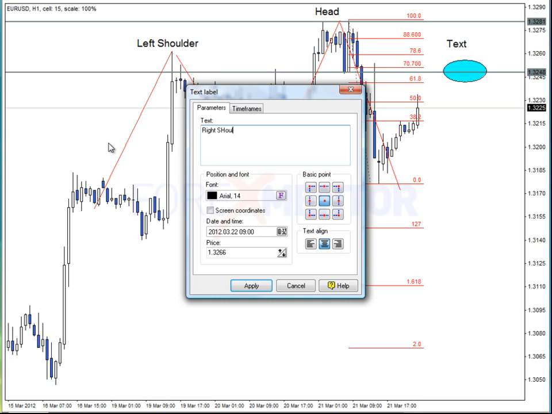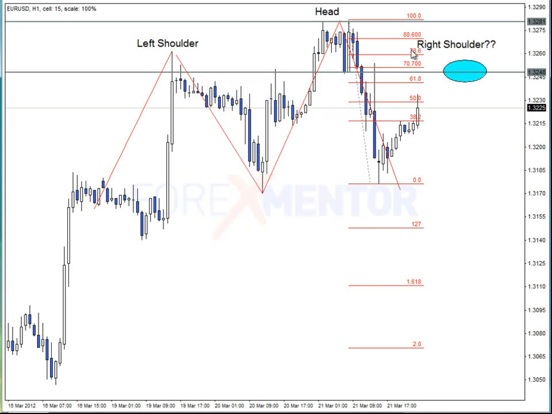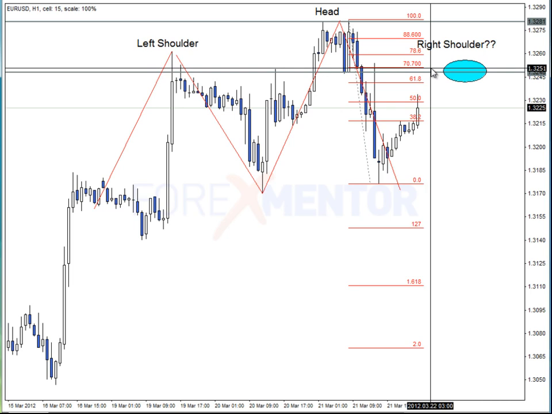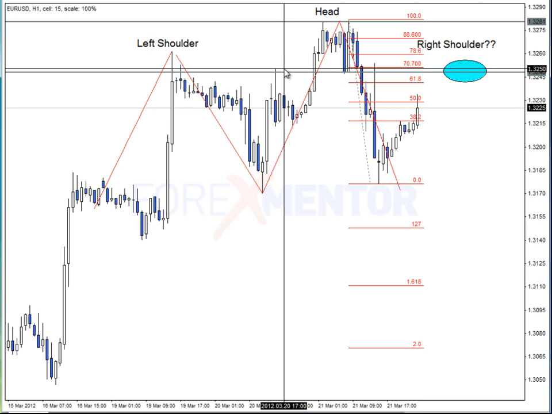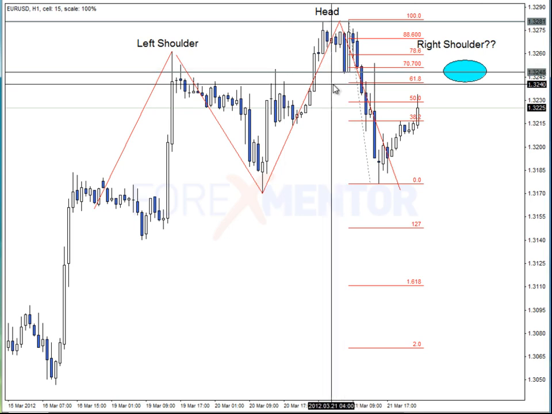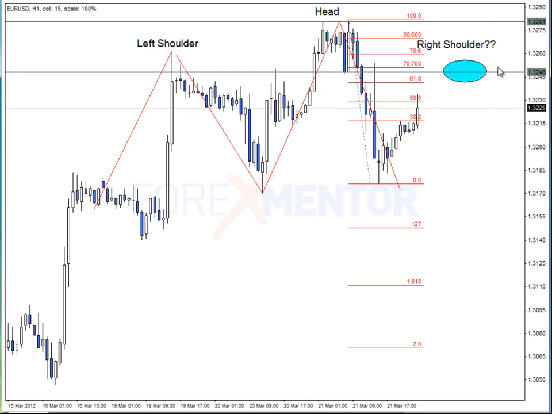Now, I'll just put a question mark there because we're not quite sure if it's going to get up there or not. In terms of orders, you can see we have the 70.7 fib around the 32.51. We've also got this base here. Look at the high here, 32.50. So I'm going to put an order in to sell at 32.50.